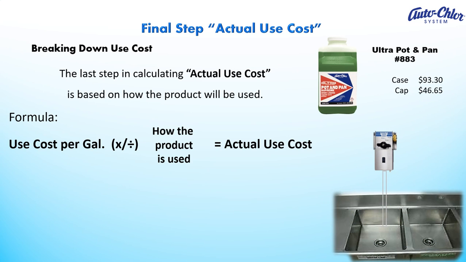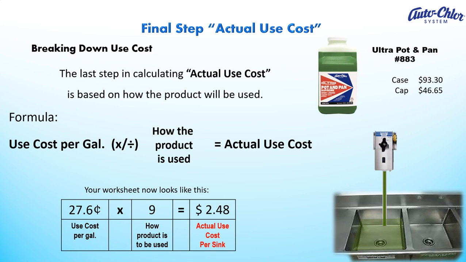Let's look at our example again using Ultra Pot and Pan. Our use cost to the customer was 27.6 cents per gallon. In this case, we're filling our sink to 9 gallons of water. We'll multiply the 27.6 cents by 9, and it gives our final actual use cost to the customer at $2.48 per sink.